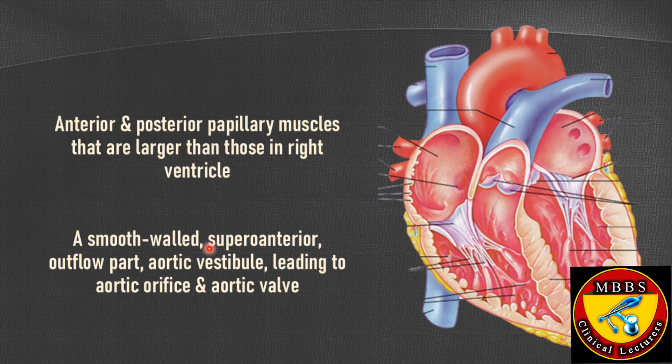So a smooth wall, superior anterior. This is superiorly, and as you can see, more anteriorly. This side is more posterior and this is more anterior, and this is superior. The smooth superior anterior outflow part is called the aortic vestibule, leading to the aortic orifice and aortic valve. Through the aortic valve it will enter the ascending aorta, then the arch of aorta, then the major vessels, and the descending or thoracic aorta, abdominal aorta, etc.